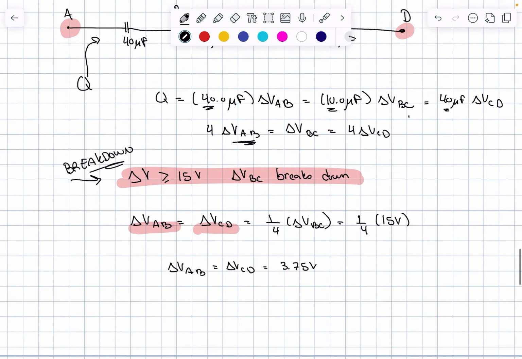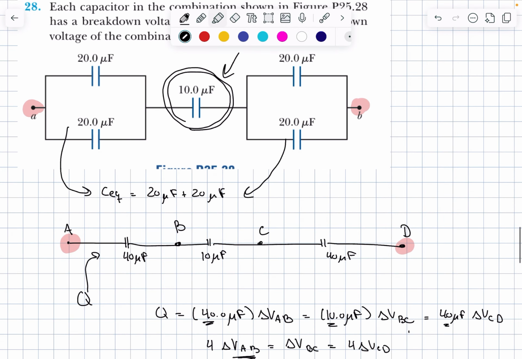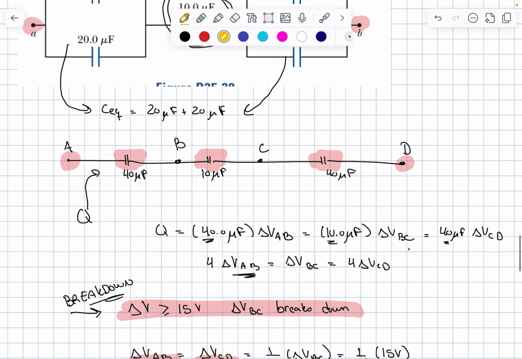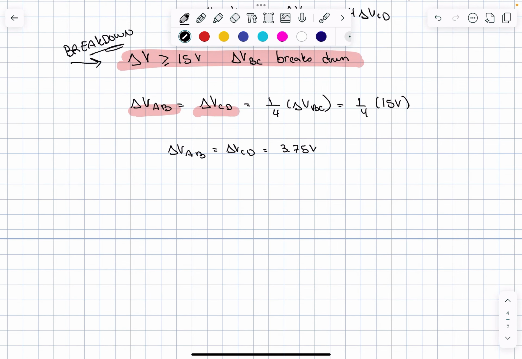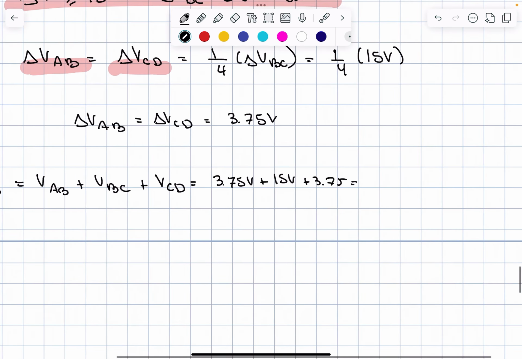Now, we want to know what is the breakdown voltage of the combination. So we're just going to be adding up all of our potential differences across this one, and this one at the point of the breakdown. So we're going to add that all up. So V from A to D, which is what we want, is equal to V from A to B plus V from B to C plus V from C to D, and that's going to be 3.75 volts plus 15 volts plus 3.75 volts, which is equal to 22.5 volts, and that is our final answer.